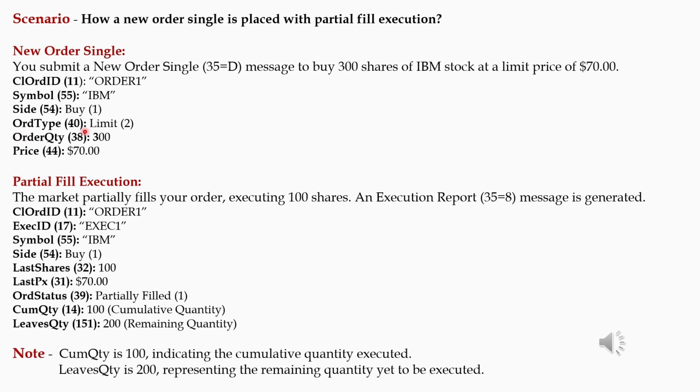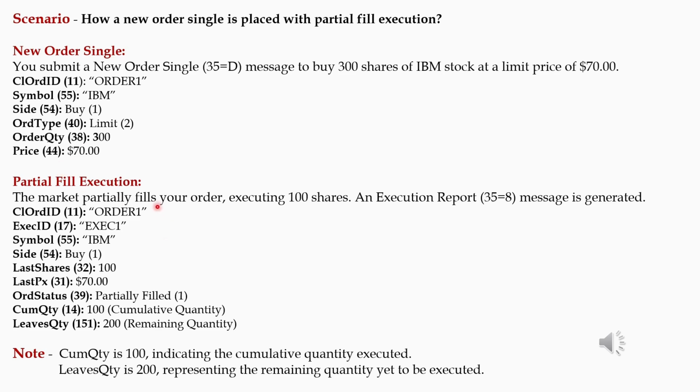Order type, tag 40, a limit order. We want a limit price of $70, so this will be a limit order. That is, 40=2 indicates a limit order. We need to buy 300 shares, so that goes in tag 38, which is the order quantity, and it will be 300. Then what will be the price? Price is tag 44, that is $70.